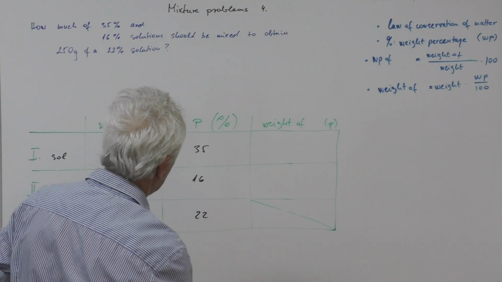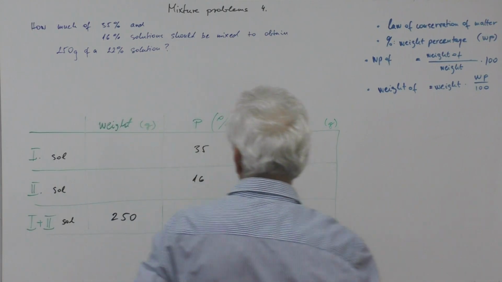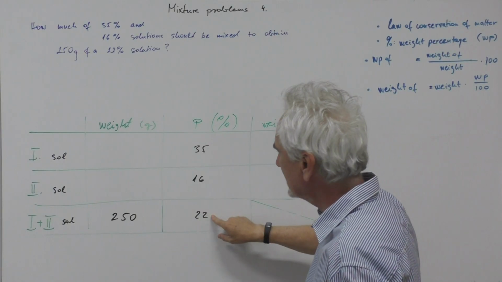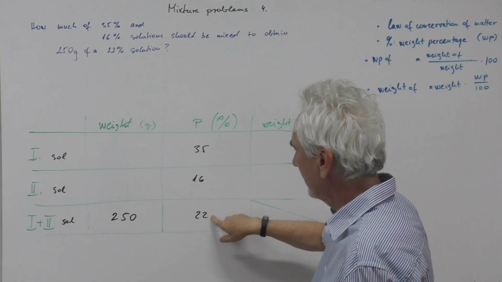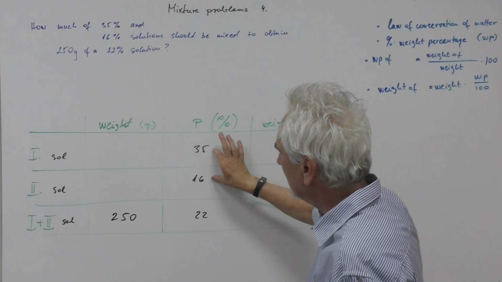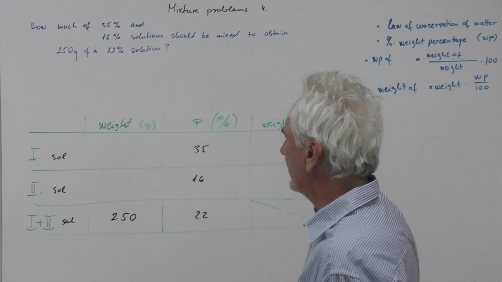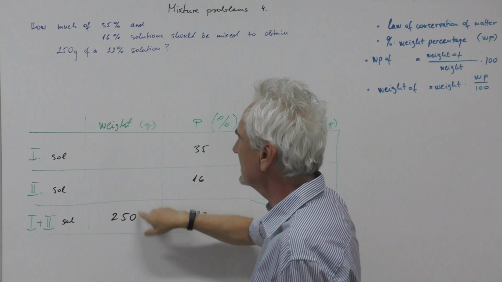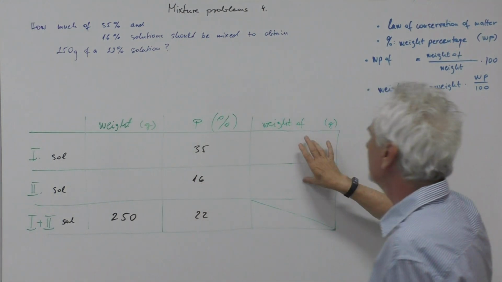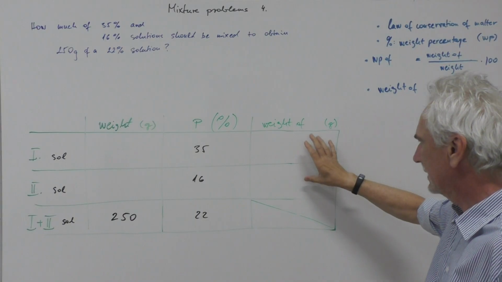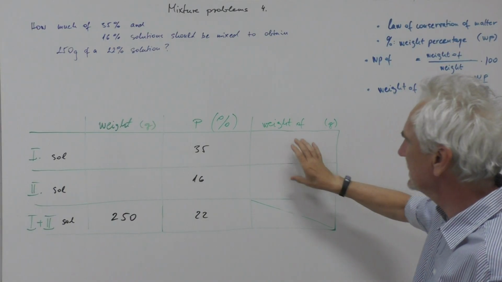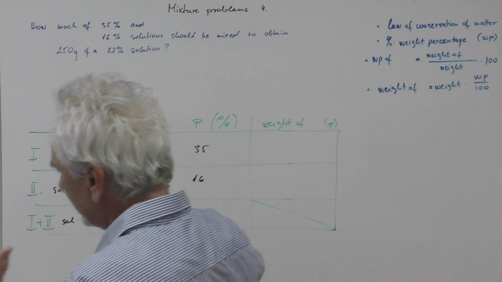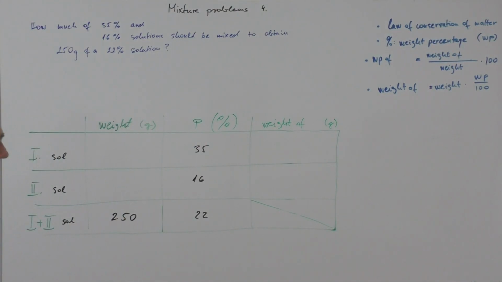weight percentage is 22. And as you can see, whenever we mix two solutions together, the mixed solution's weight percentage must be between these two numbers. Okay, but about the weight, because of the law of conservation of matter, this number is nothing else but the sum of these two, and here the weight of the substance. When we are talking about the weight, the sum of these two is going to be the same as this, the weight of the substance in the mixed solution.